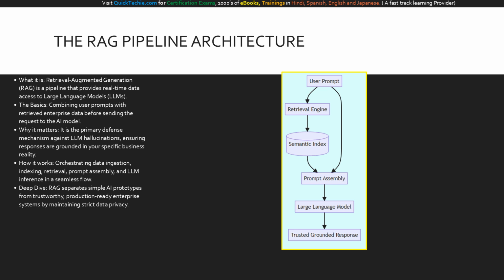Here, the original user prompt and the retrieved enterprise data are combined into a single, highly enriched instruction set. This enriched prompt is then securely sent to the large language model node. Finally, the LLM processes this grounded context to produce the trusted grounded response at the bottom. This diagram visually emphasizes that the AI model is not merely guessing based on its generic training data, but is being explicitly guided by your meticulously organized business data.